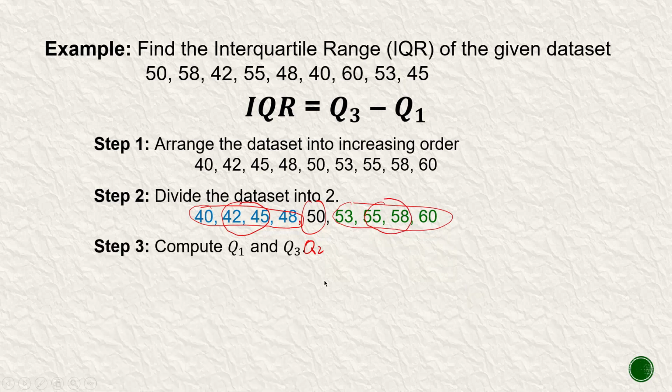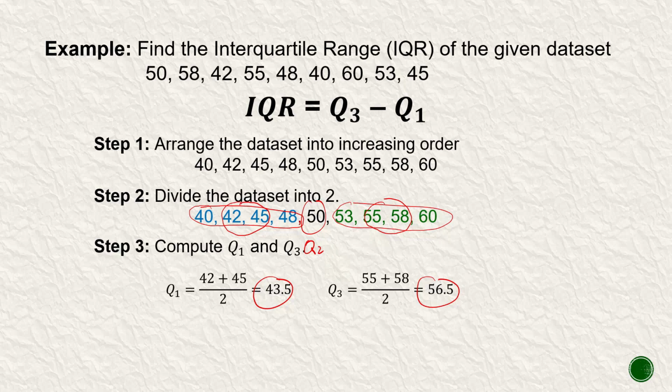So compute quartile 1 and quartile 3. For quartile 1, it's going to be 42 plus 45 divided by 2. So that's 43.5. And for quartile 3, it's going to be 55 plus 58 divided by 2. Now that we have these 2, the last step is to subtract them. So that's 56.5 minus 43.5, quartile 3 minus quartile 1. And the answer is 13.